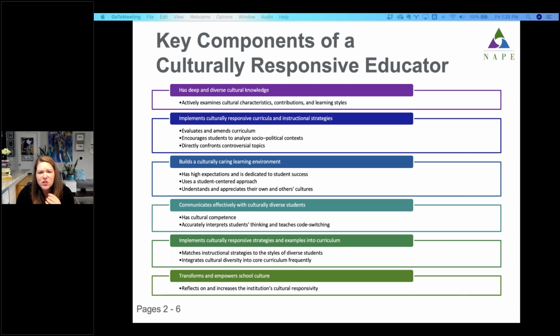And so this isn't just looking at our textbooks. That's certainly something we need to do, but it's also really examining the symbolic pieces of our curriculum, like the artifacts that are part of our school and our environments. The second piece of this is the way in which we encourage students to analyze socio-political context.